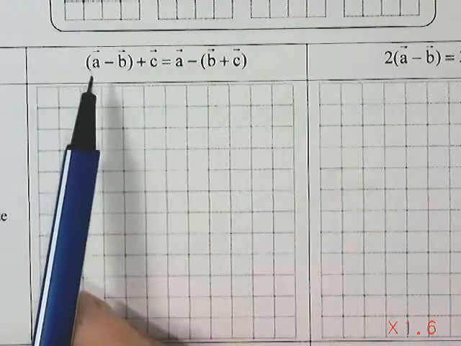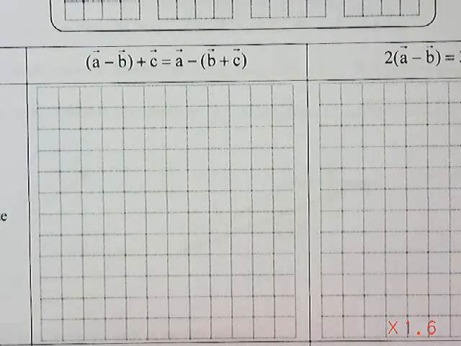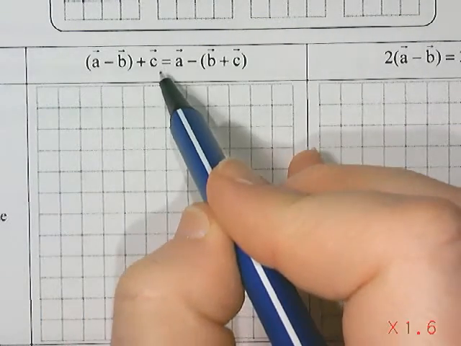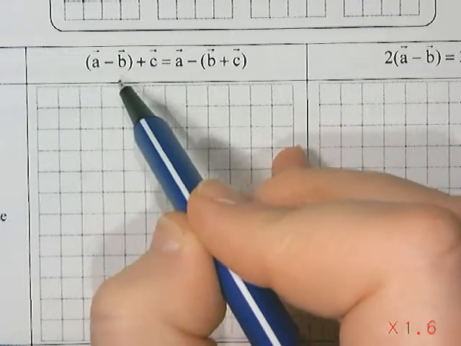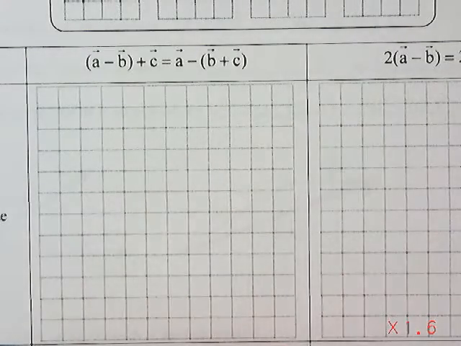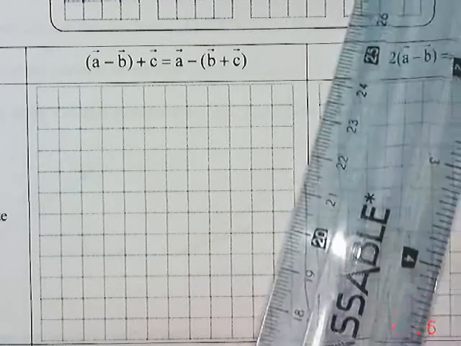So I'm interested in investigating whether the location of the bracket makes any difference at all here. So I have A minus B plus C. So I'm going to start by doing A minus B. Order of operations says we do the brackets first. So I am going to draw A minus B, and then to that we'll find the resultant, and then we'll add C, and then we'll try the second part.